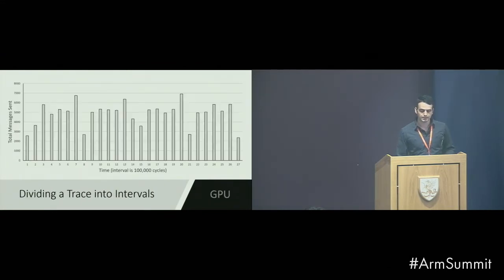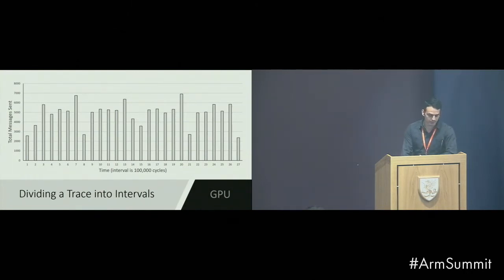So here's a look at a GPU workload. On the x-axis, we have time. Time is represented as intervals. Each interval is 100,000 cycles. On the y-axis, we have the total number of messages being sent. So we can see some sort of time-varying behavior here, which is really cool.